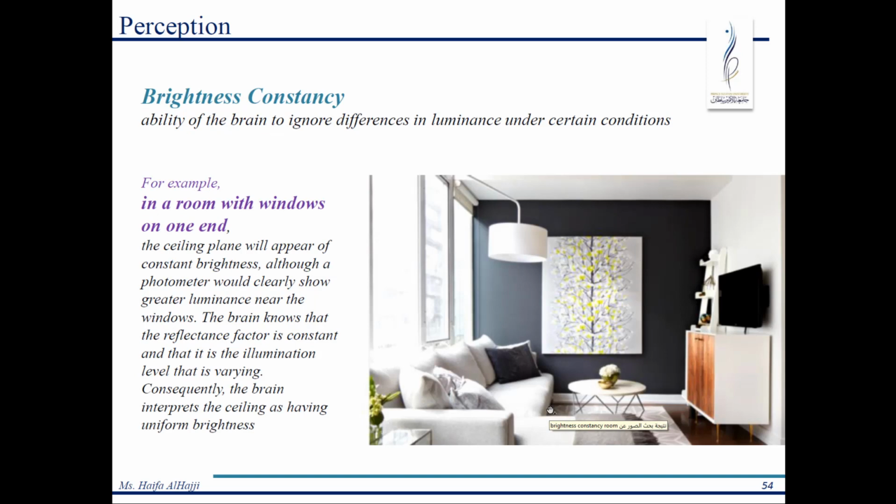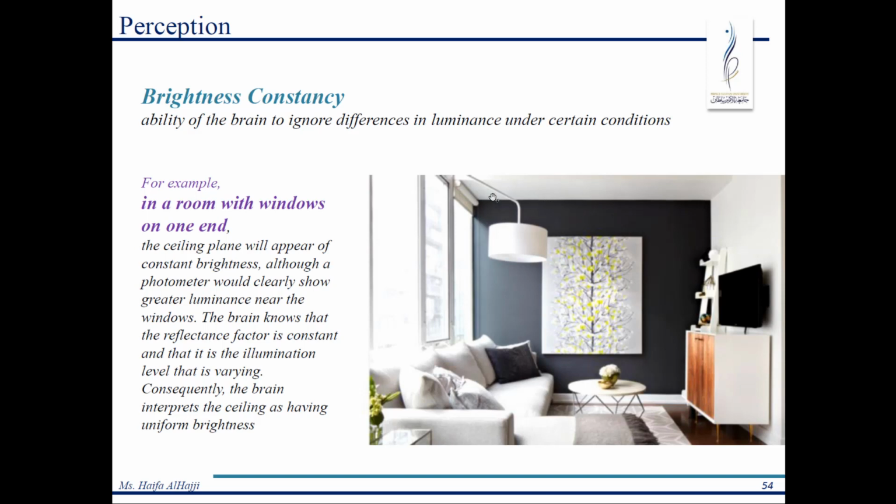Now let's have a look at the second perception phenomenon. The second perception phenomenon is called brightness constancy. What do we mean by brightness constancy or color constancy? The constancy perception phenomenon means that the actual brightness has a difference, but my eye will see it as constant.